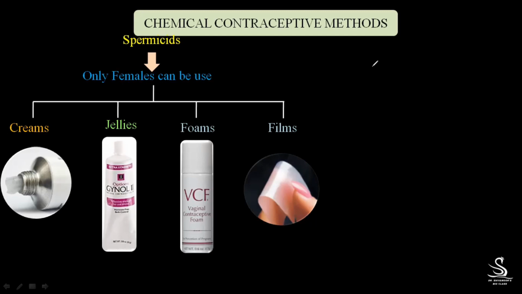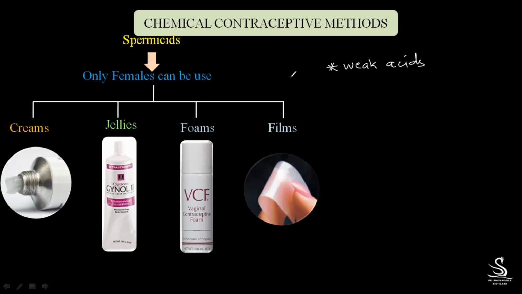Students, commonly all these chemicals contain weak acids like citric acid, sodium bicarbonate, and nitric acid. So such weak acids are going to be there in them. Now, how and where to apply it? Students, all these creams, jellies, foams, or films are applied on the inner wall of the vagina.